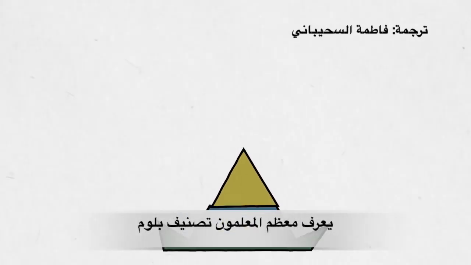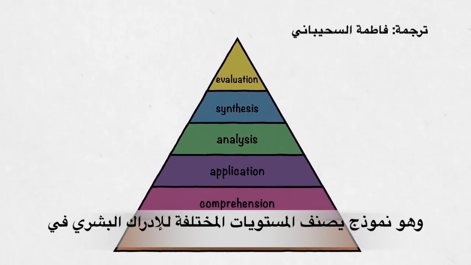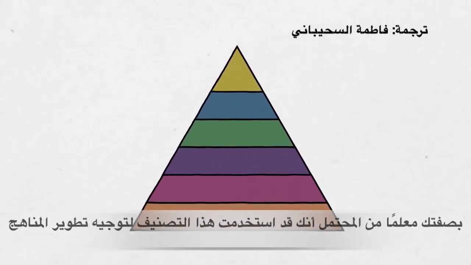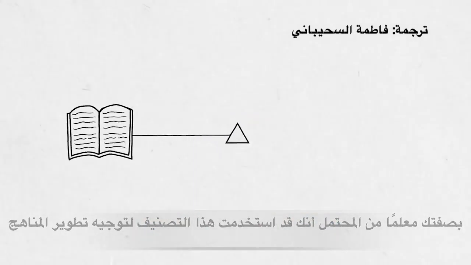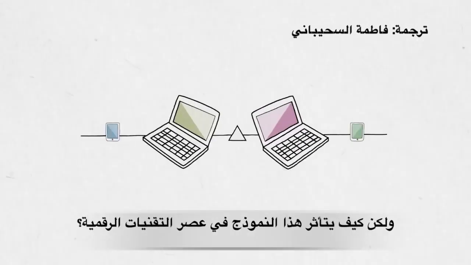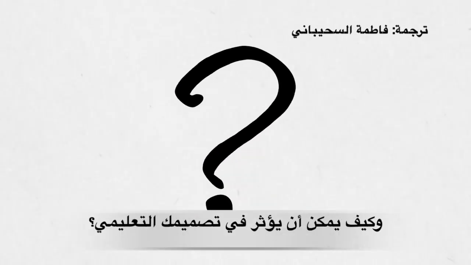Most educators are familiar with Bloom's taxonomy, a model that classifies different levels of human cognition in thinking, learning, and understanding. As a teacher, you've likely used this taxonomy to guide the development of curriculum, assessments, and instructional strategies. But how is this model affected in an age of digital technology, and how might it influence your instructional design? Let's take a step back.